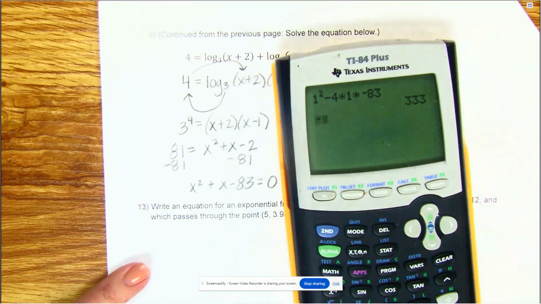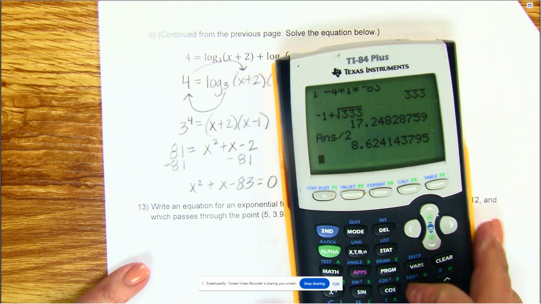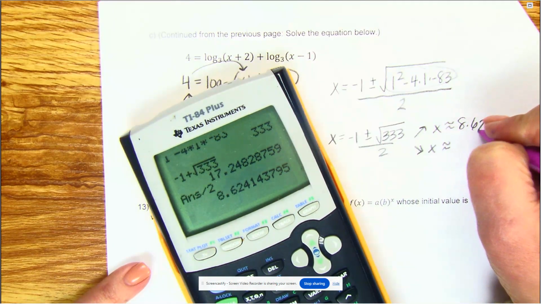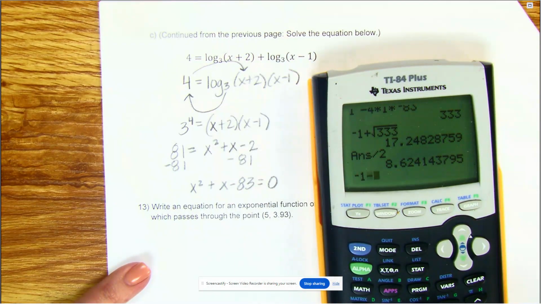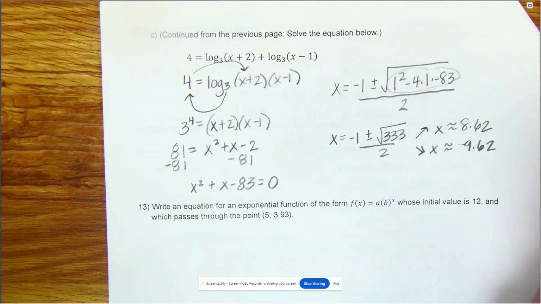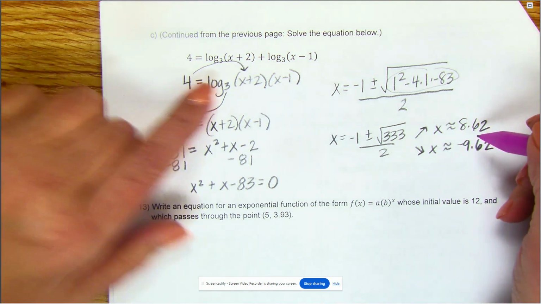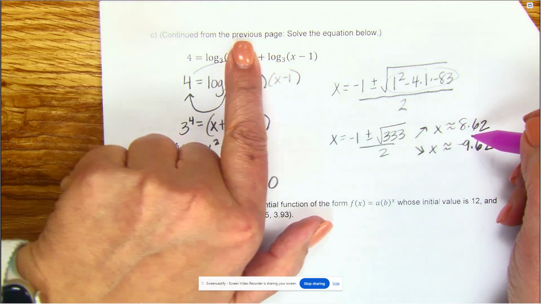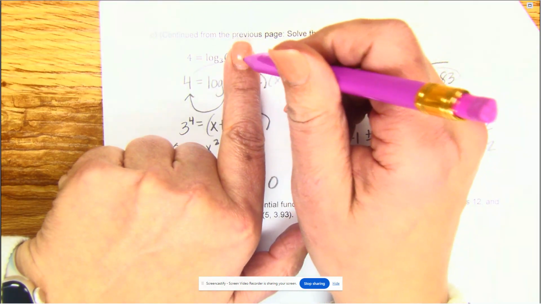I have negative 1 plus the square root of 333 divided by 2, so 8.62. Then I have negative 1 minus the square root of 333 divided by 2, negative 9.62. And with these problems, when quadratics occur with logarithms, oftentimes there's going to be an extraneous solution, so we need to check. We need to make sure that the argument right here, the log base 3 of whatever is here, can never be negative.